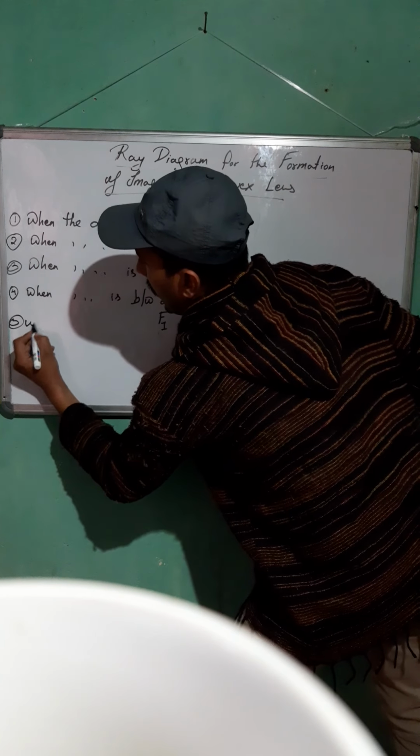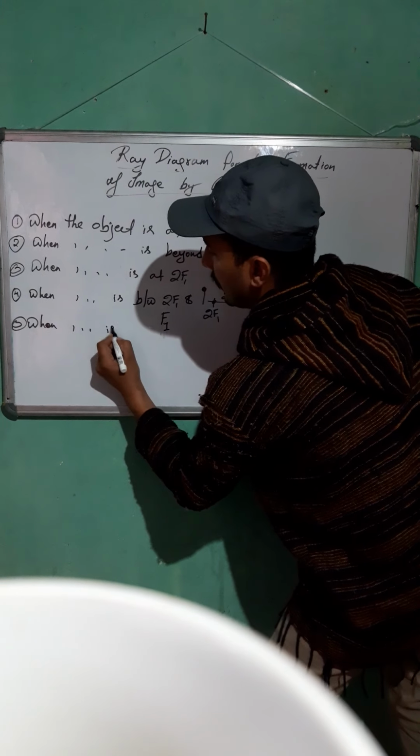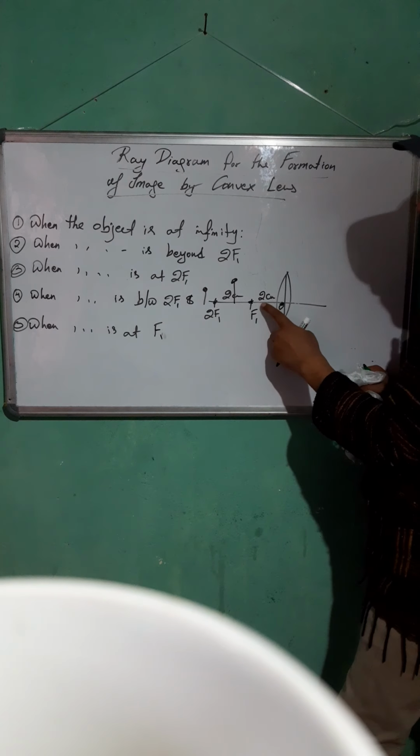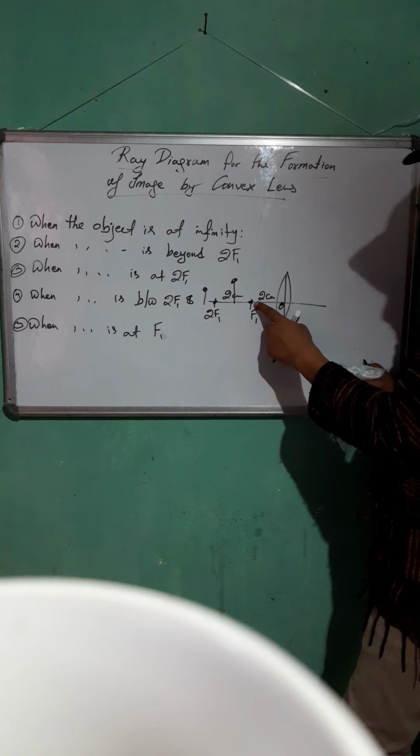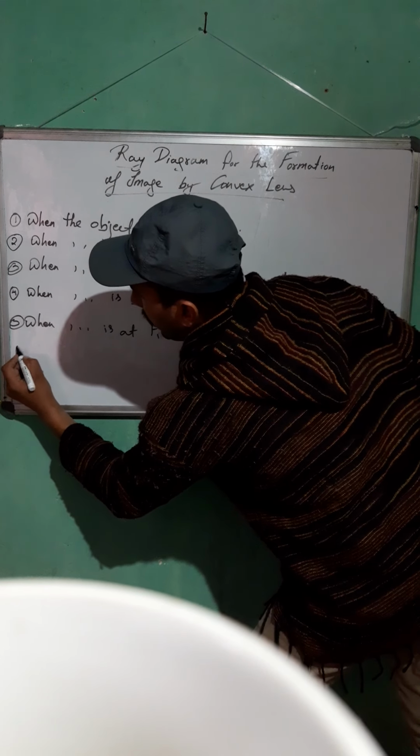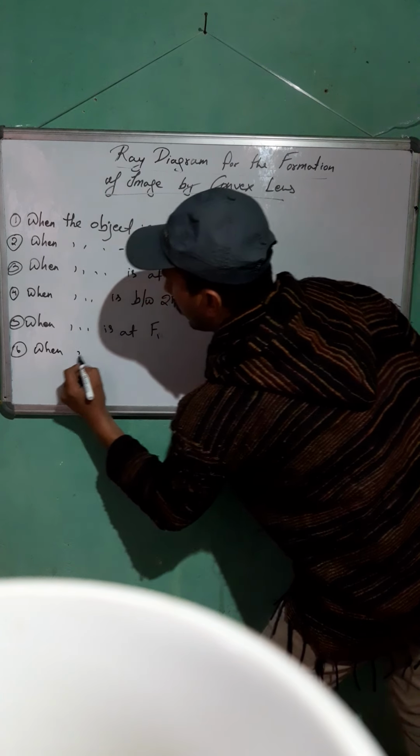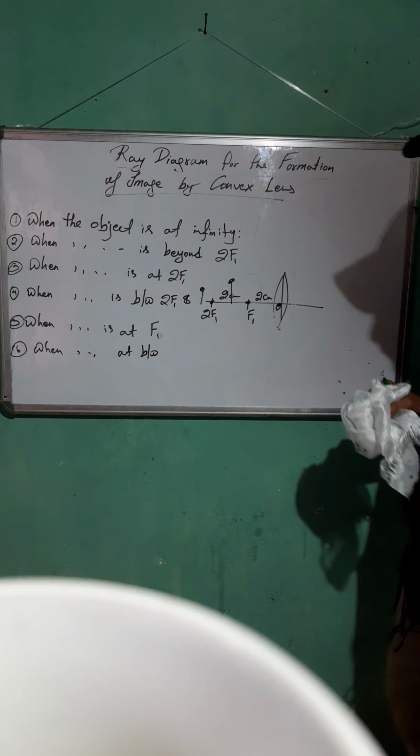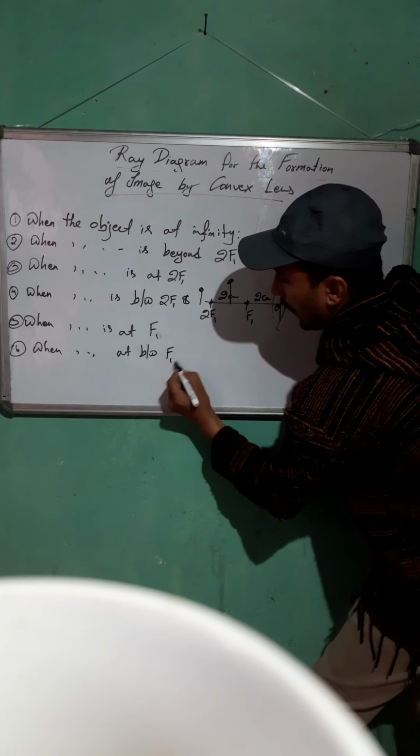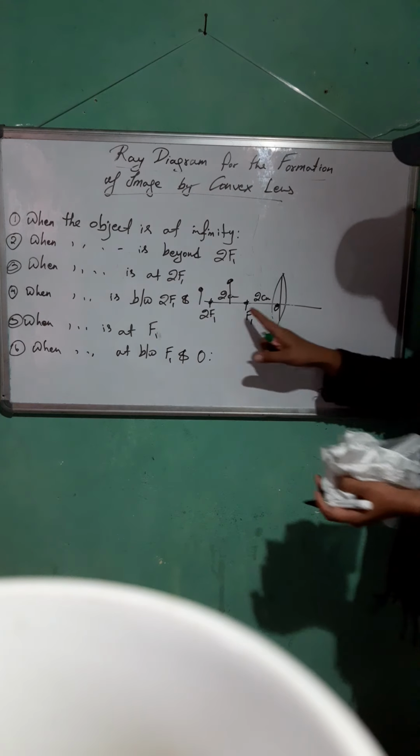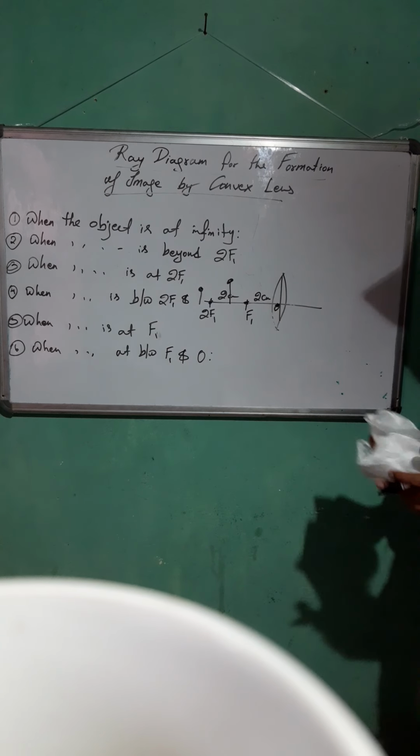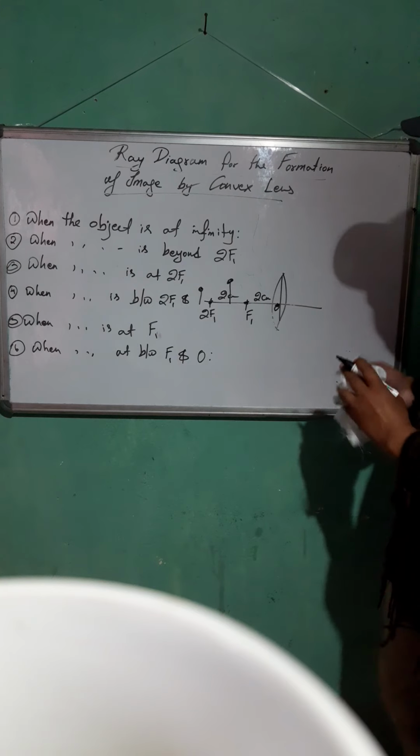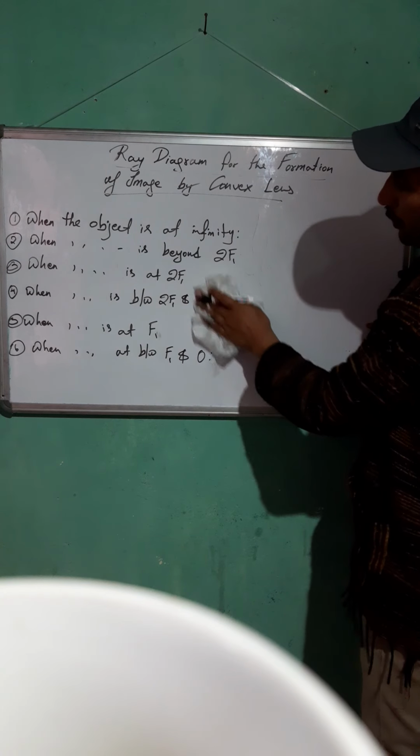For number 5, when the object is at F1, when you keep it at F1, this place. Number 6, when the object is between F1 and O. When you keep it between F1 and O, what kind of image is formed? F1 means first focus and O means optical center. Okay, so take a note of this one also.